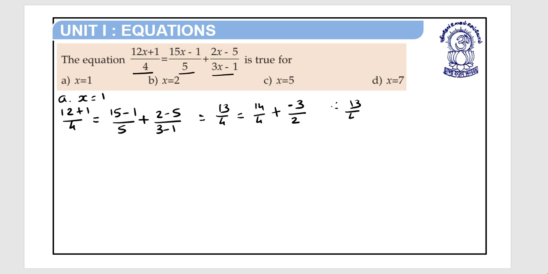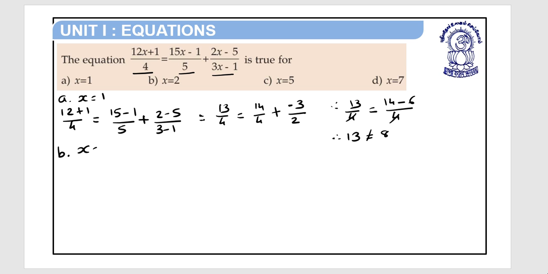So 13 by 4, 4 into LCM is 2, LCM is 4. So 14 minus 4 3s, 2 3s are 6 by 4, 4 cancel. So 13, 14 minus 6, 8. 13 is not equal to 8. So A is not the answer.